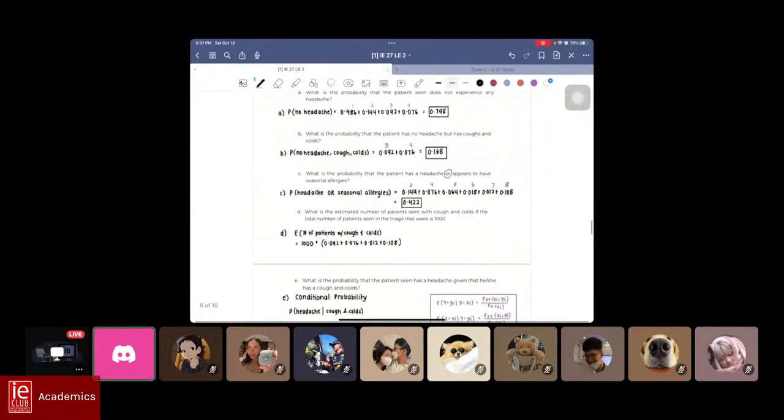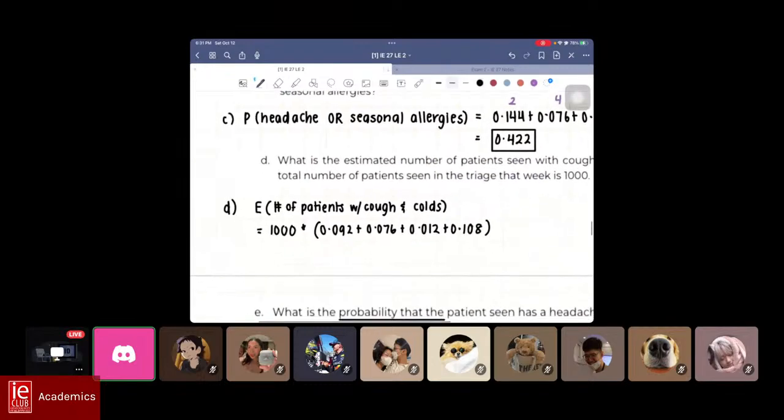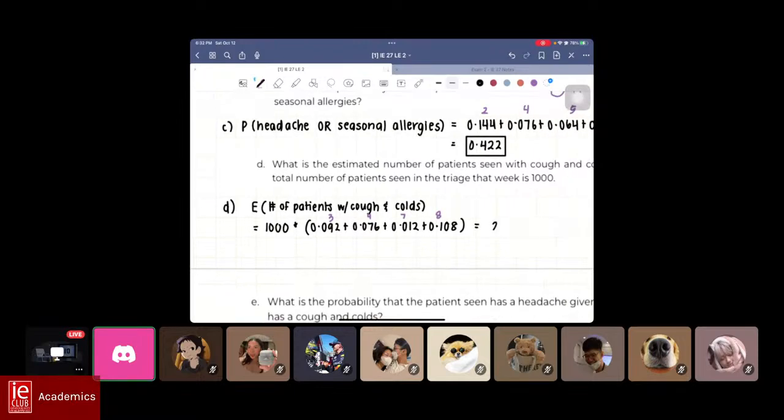And then for the next problem, it says, what is the estimated number of patients seen with cough and colds if the total number of patients seen in the triage that week is 1,000? So for expectation, we get 1,000 times the probability that the patient has cough and colds. So based on the table again, these would be outcomes 3, 4, 7, and 8. So if we plug this in the calculator, this would be equal to 288.